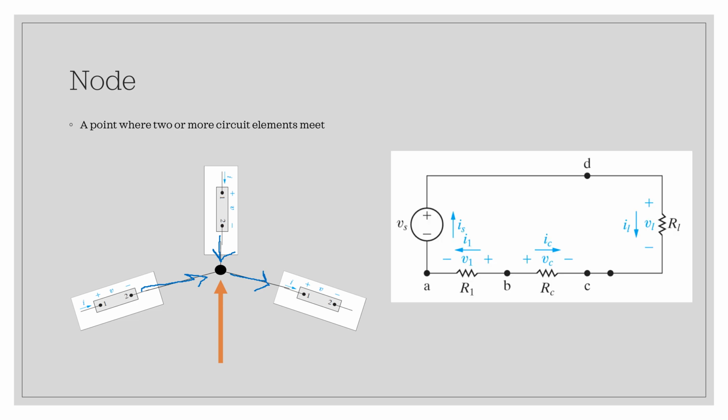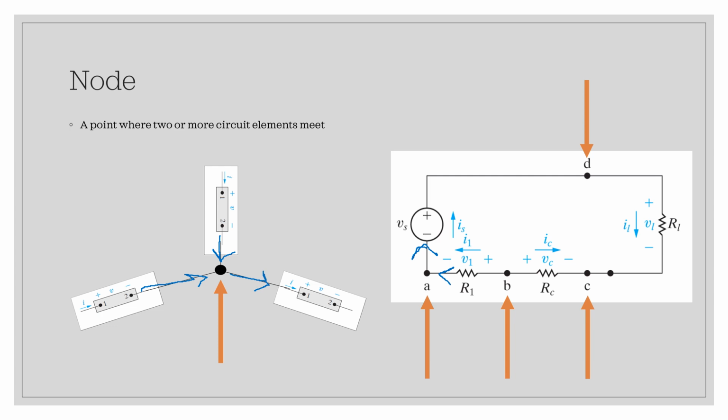Let's look at another example. In this example, we have a node at A, a node at B, a node at C, and a node at D. If we look at node A, the current from the source is defined as leaving node A, but from the circuit element R sub 1, it's entering node A.